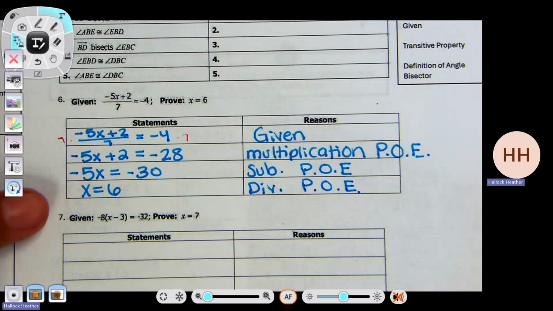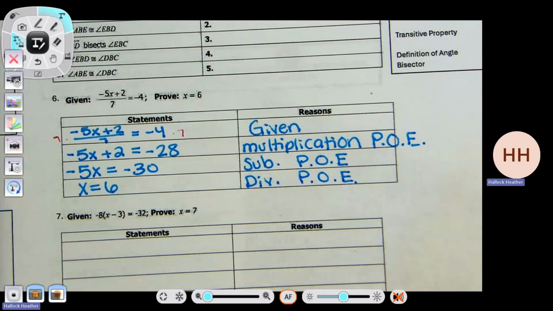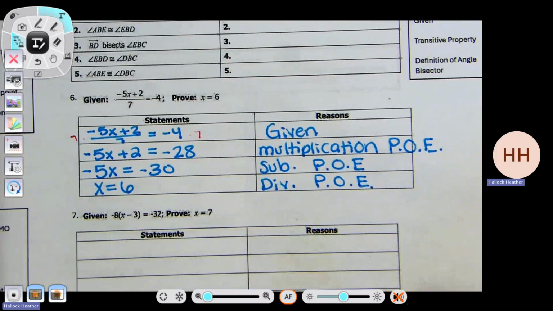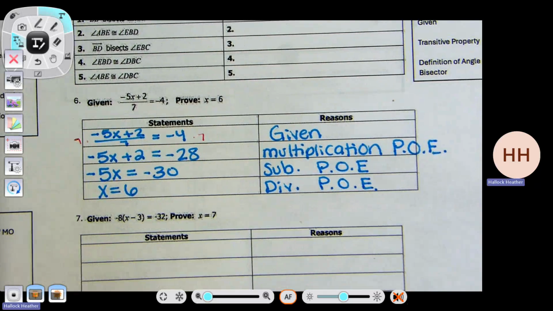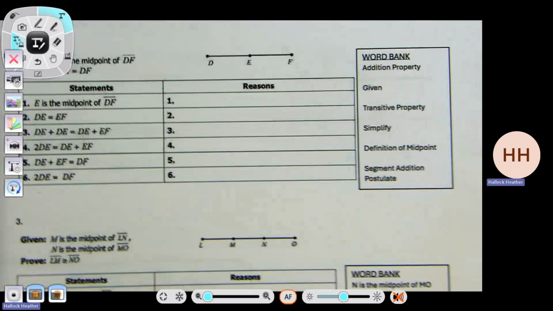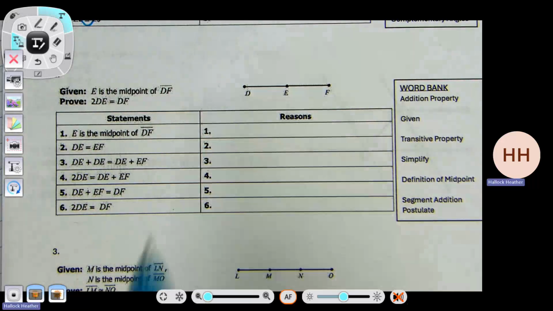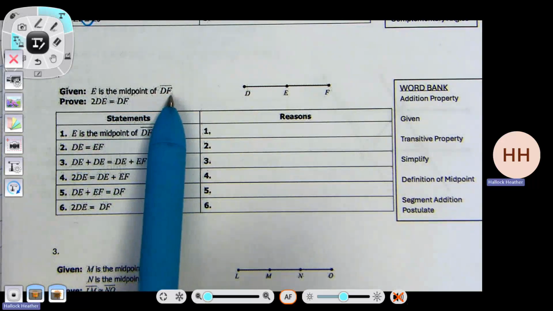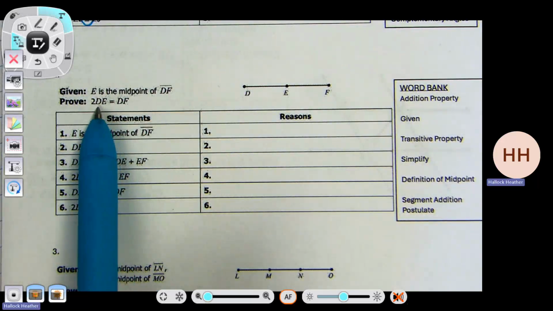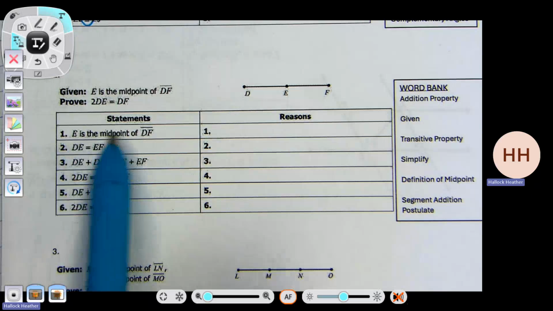So for these two, I didn't give you the word boxes to choose from because it's just solving equations. Why don't we start with number 2? I'm given a line segment, so I'm using the stuff from the line segments. It says given E is the midpoint of DF, I have to prove 2 of DE equals DF. So twice of that. So I have all of these filled in.